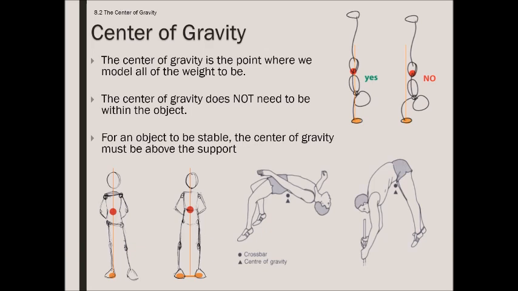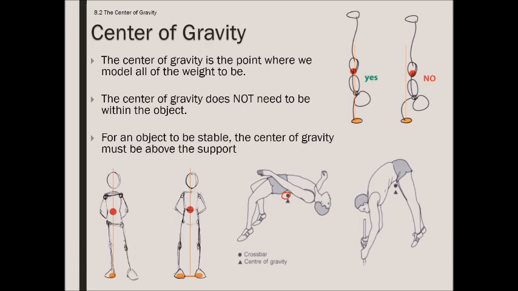The center of gravity does not need to be within the object. This is a Fosbury flop in a high jump, and so here's the crossbar. If you do this just right, you can make your actual mass go under the bar. The man who invented this was called Fosbury, and he was able to jump really high compared to everybody else because his center of mass actually didn't jump as high. His center of mass went under the bar instead of over. And so now everybody that does the high jump does the Fosbury flop.